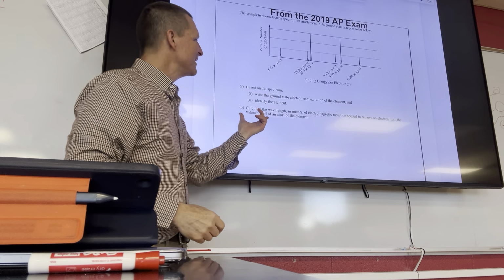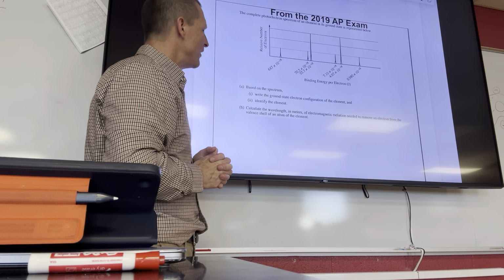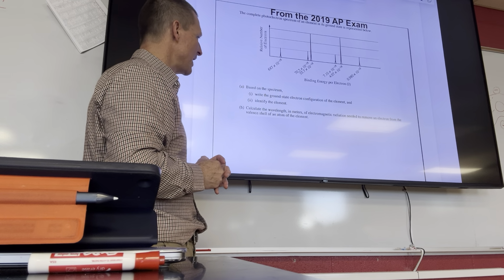But then they asked, in part B of this thing, calculate the wavelength in meters of electromagnetic radiation needed to remove an electron from the valence shell of an atom of the element.